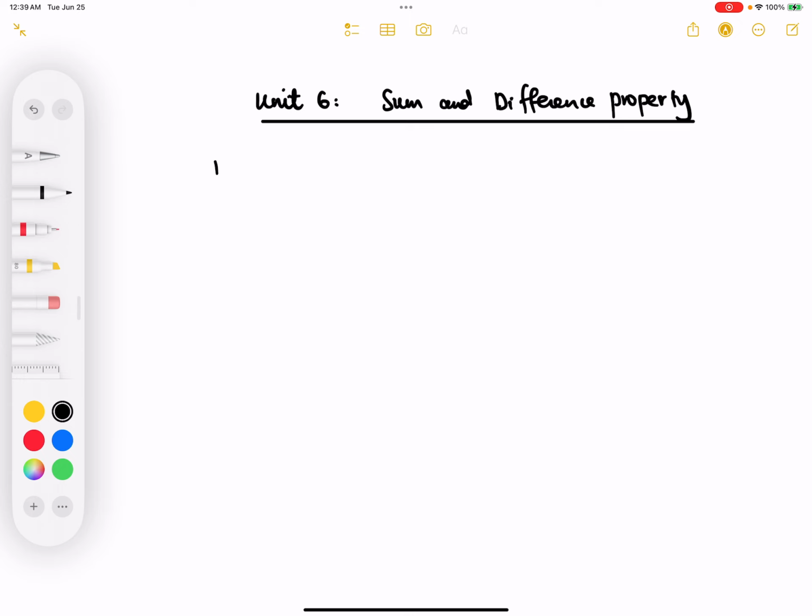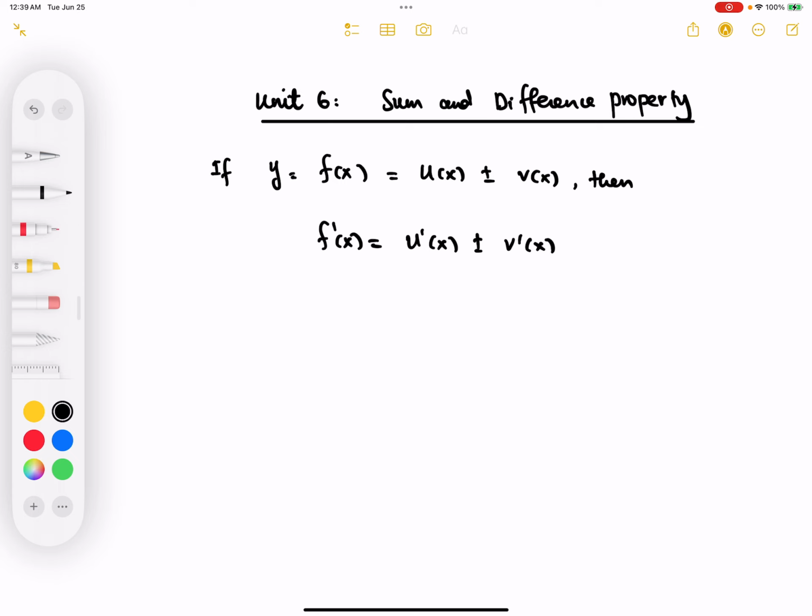That is, if, for example, y is equal to f of x, which is u as a function of x, one function, plus or minus v as a function of x, then f derivative at x is the derivative of the first function plus or minus the derivative of the second function. That is the theorem. Now, in order to elaborate this one, let us use an example.